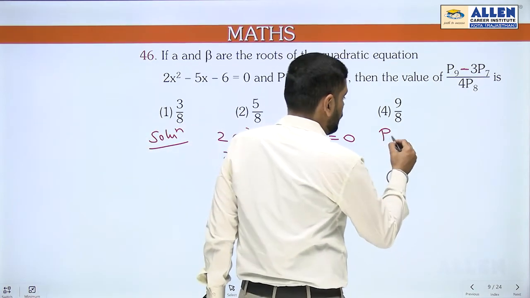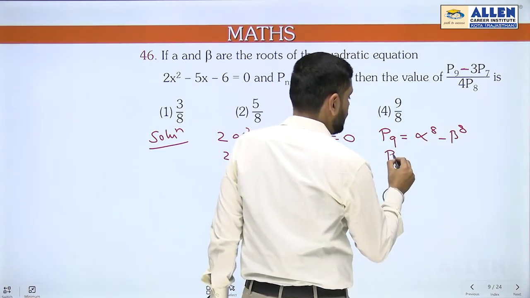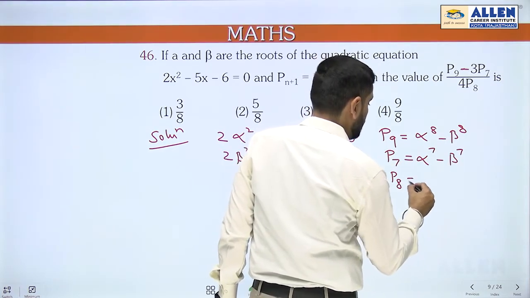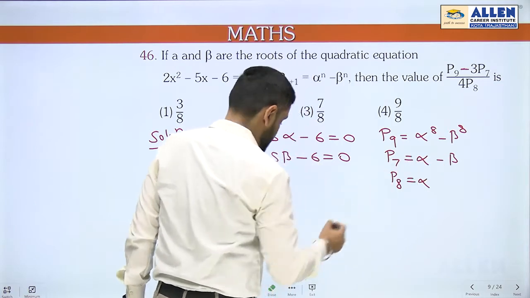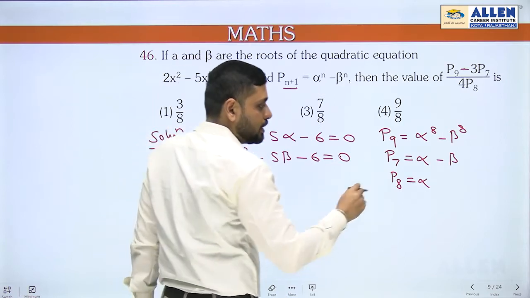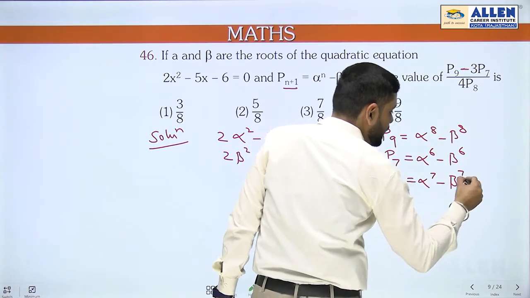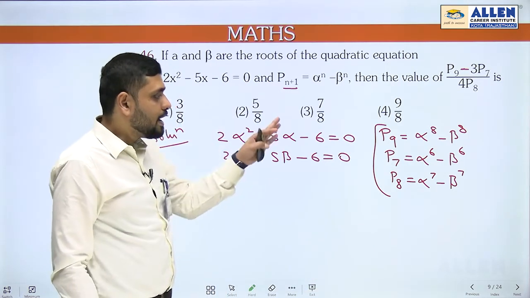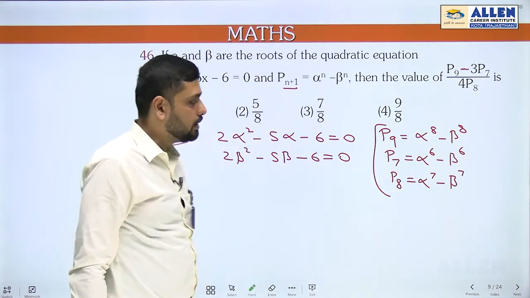Now if we write P9, it will be alpha to the power 8 minus beta to the power 8. Similarly P8 is alpha to the power 7 minus beta to the power 7, and P7 is alpha to the power 6 minus beta to the power 6. Here, if it is n plus 1, then we need to take only n. So we require alpha to the power 8, beta to the power 8, alpha to the power 6, beta to the power 6, and alpha to the power 7, beta to the power 7. We require all these things.